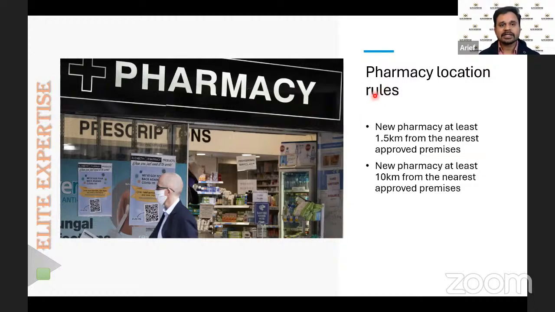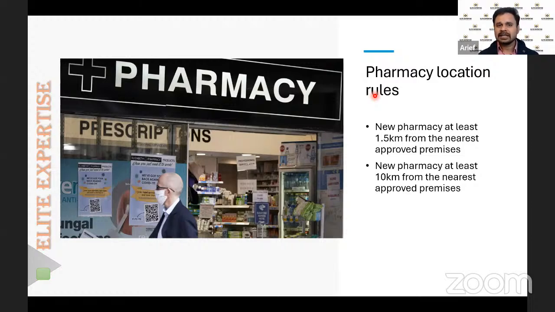Okay, so most of the new applications get rejected because of the location. So here, why is location important for the pharmacy? Let's say, for example, you are planning to start a new pharmacy, and within 1.5 kilometers, or within the next street, there is another pharmacy which is already running over there. Then if you have applied for a new license for a new pharmacy in the other street, your application will get rejected.